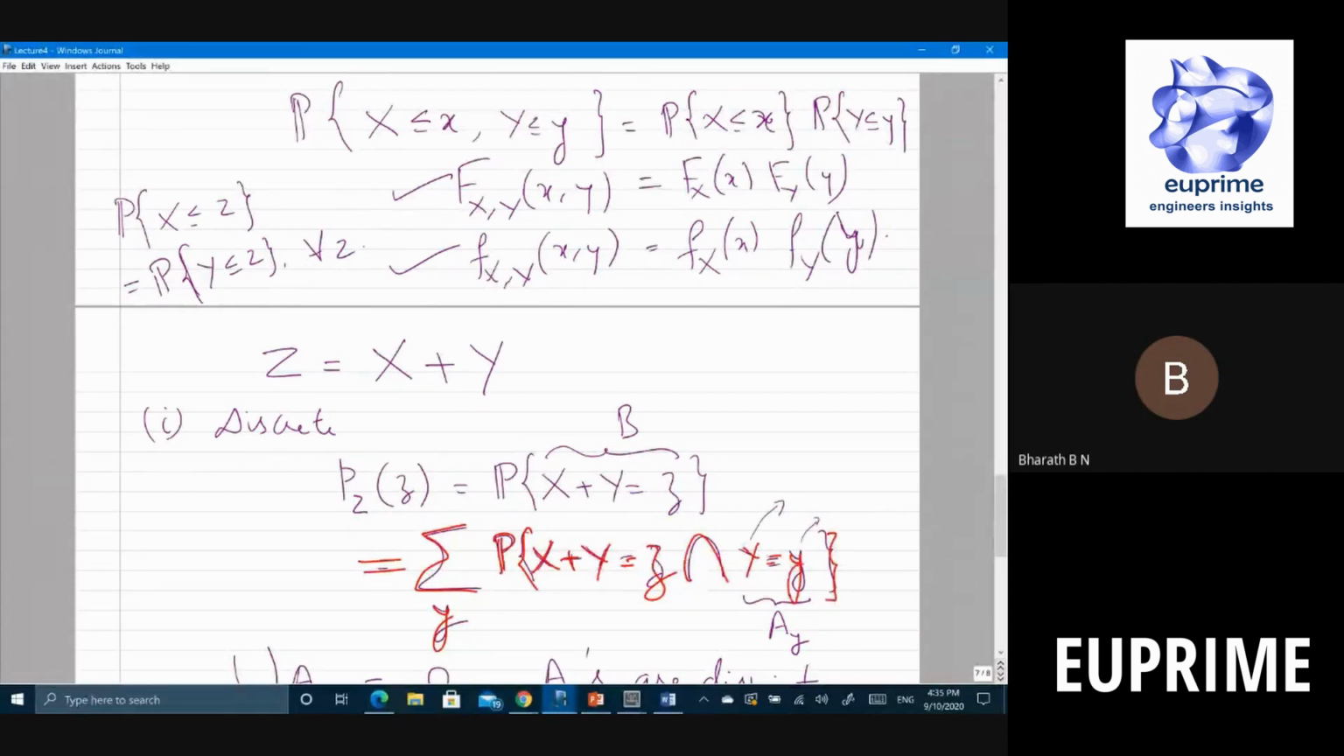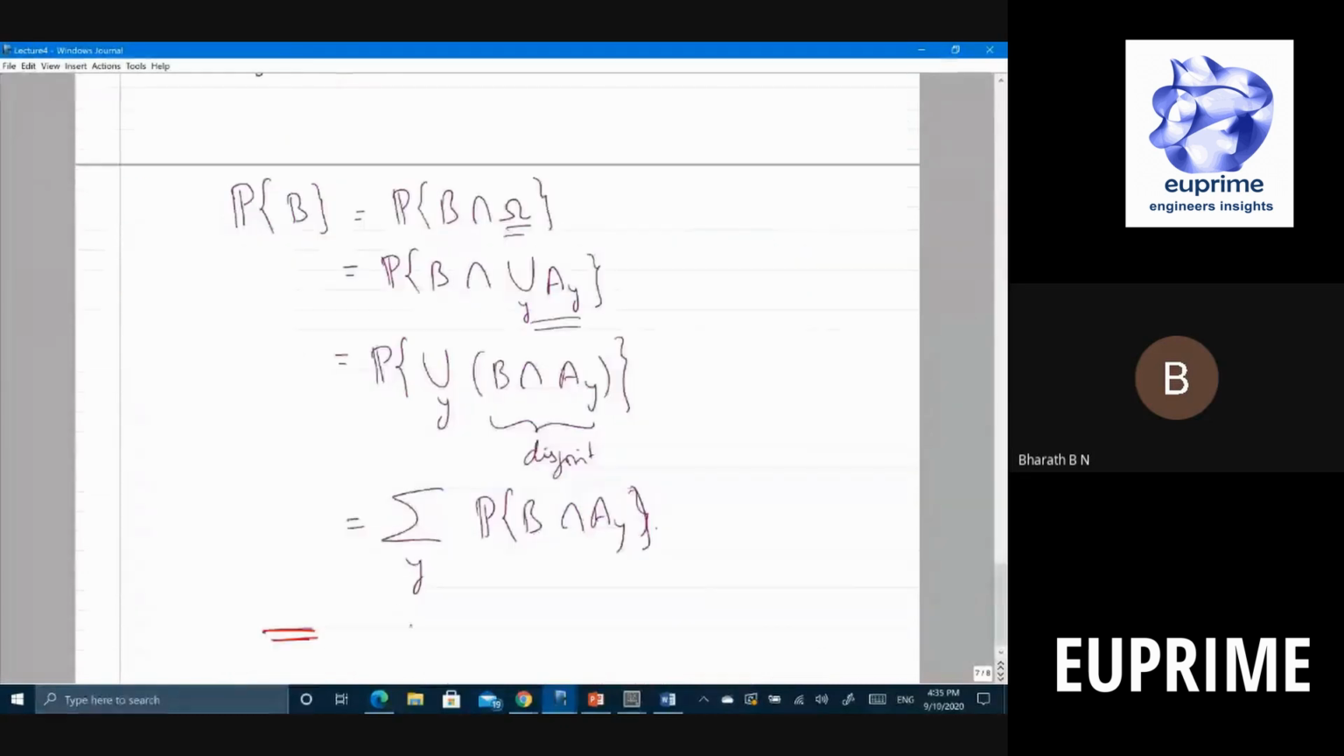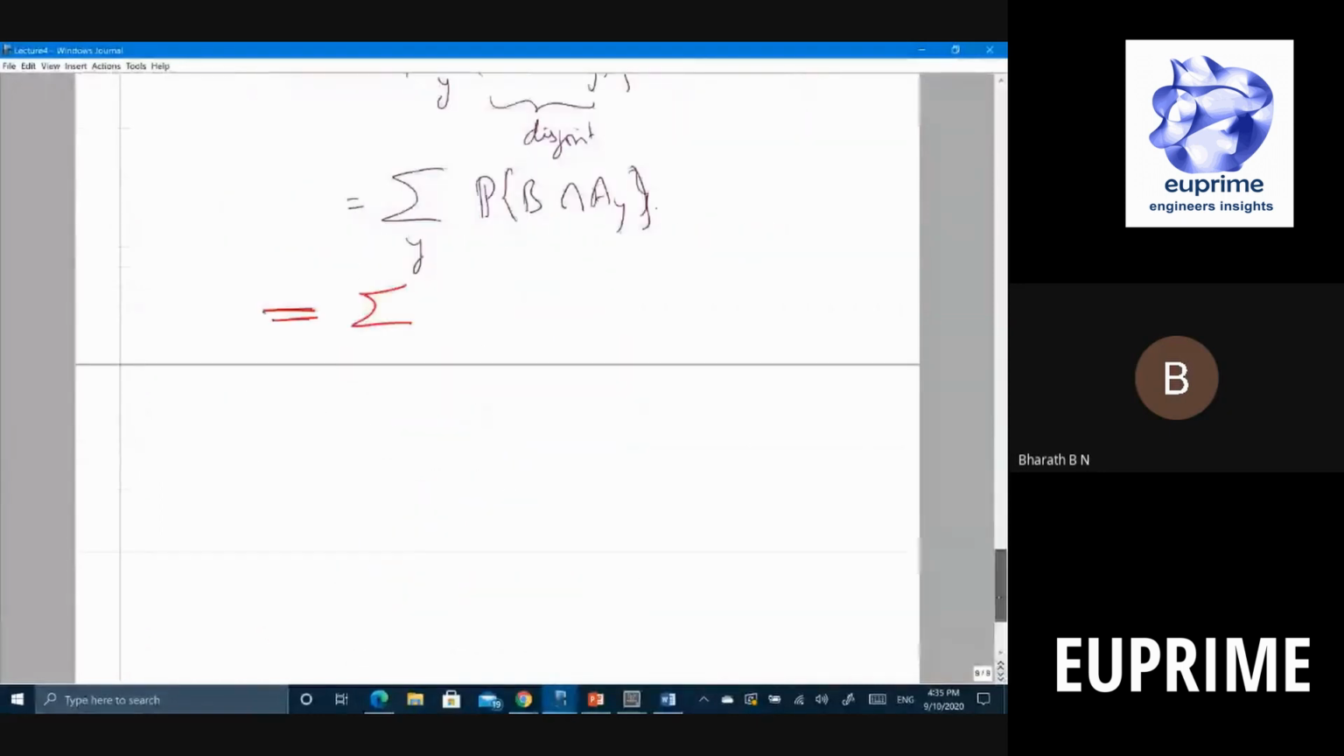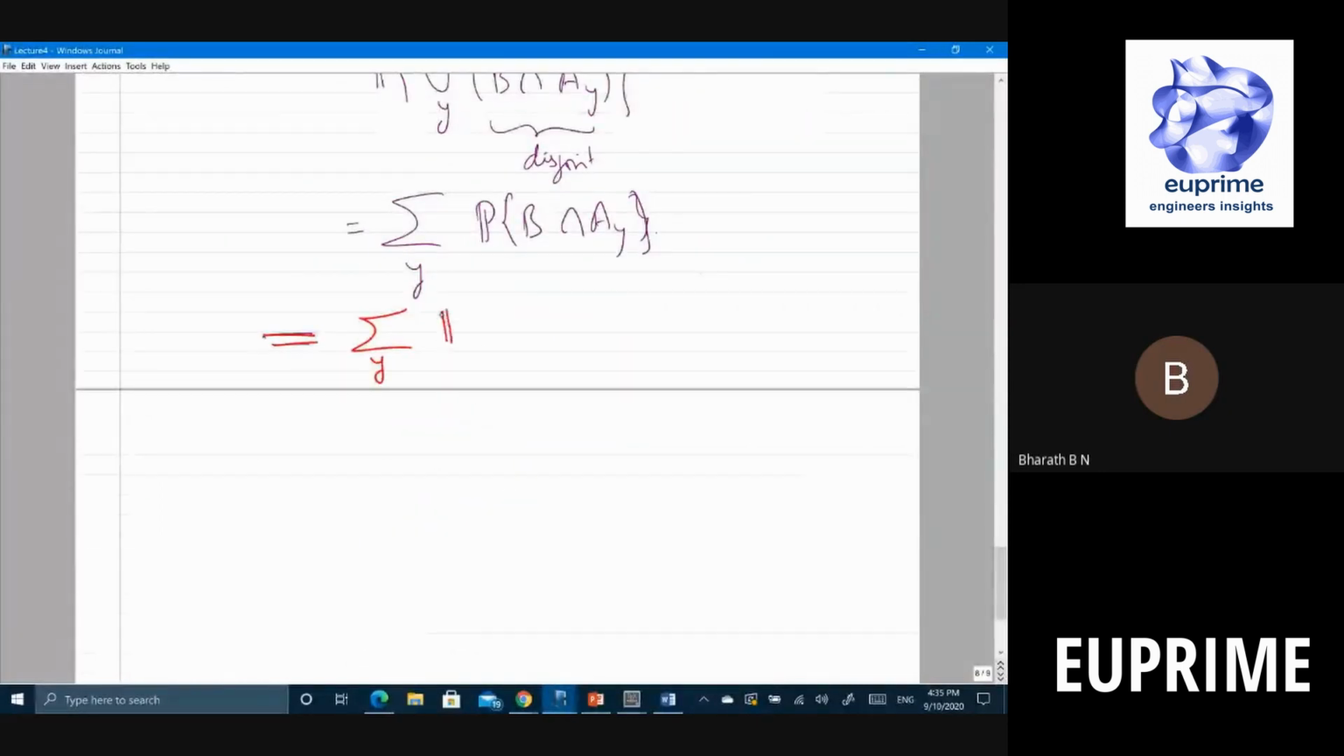So let me follow from here. This is the summation over all y of the probability of X plus Y equal to z given Y equal to y, into the probability of Y equal to y. I can write this because the probability of A intersection B is the probability of A given B into the probability of B, right? Is this fine?